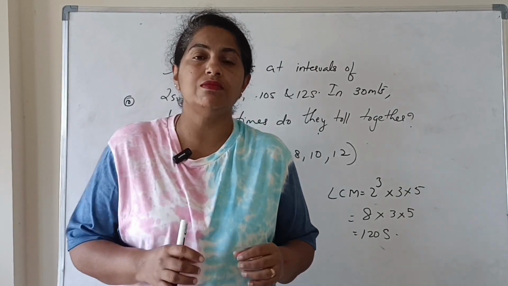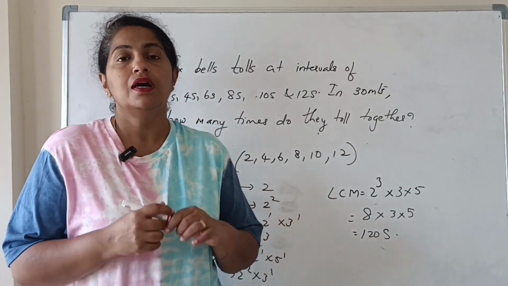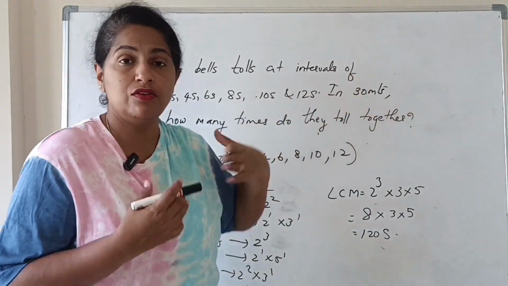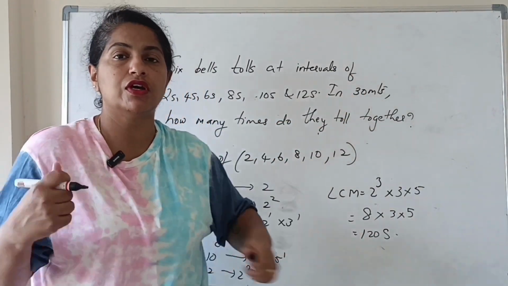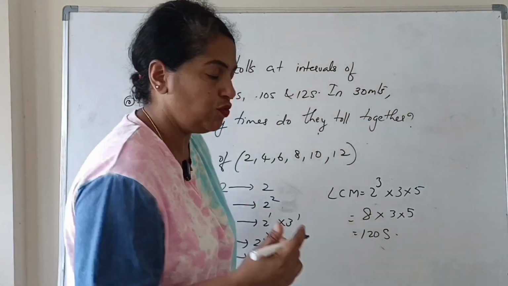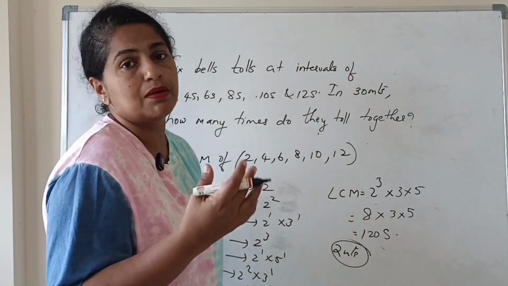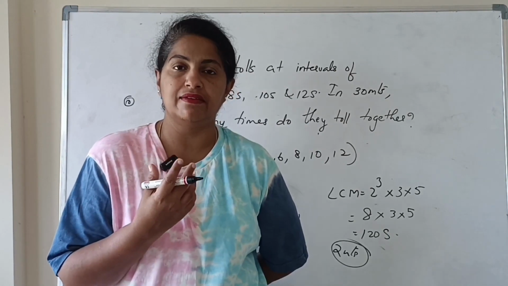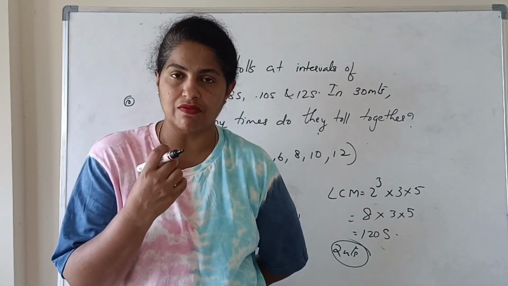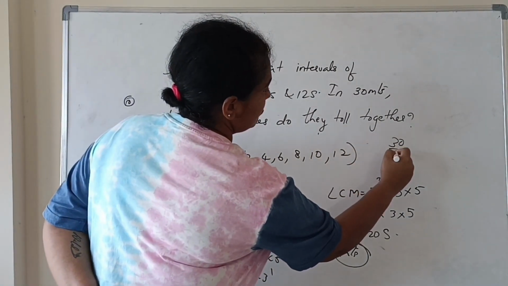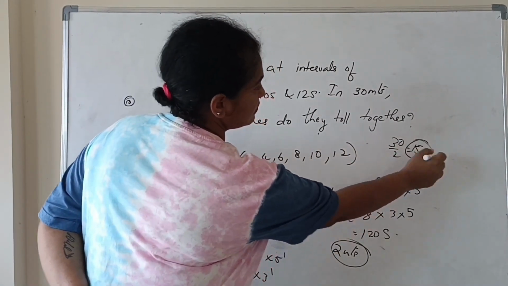So they are asking how many times in 30 minutes will this happen? Because this time is given in minutes, you can either convert this into seconds or this into minutes. I am going to convert 120 seconds into minutes. So 120 seconds is 2 minutes. So every 2 minutes the bells will toll simultaneously. So in 30 minutes how many times will it toll? In 30 minutes it will toll 30 by 2, 15 times.